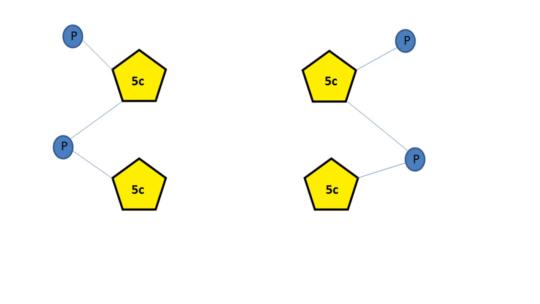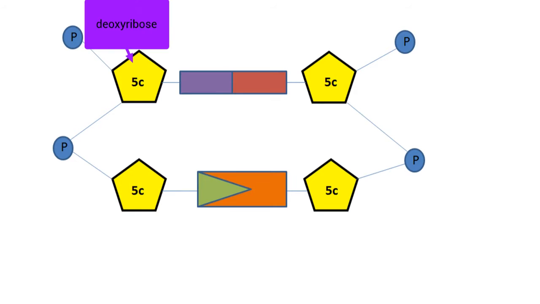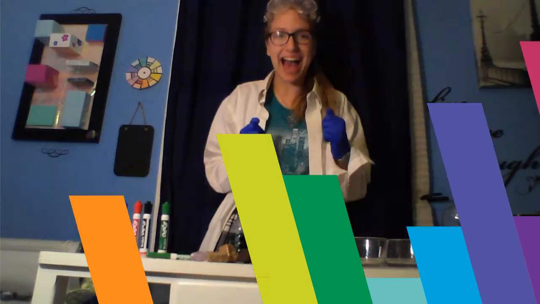These nucleotides are each made up of a 5-carbon sugar, a phosphate group, and a nitrogenous base. The sugar in DNA is deoxyribose. There are 4 different nitrogenous bases that a DNA nucleotide can contain: adenine, thymine, cytosine, and guanine.